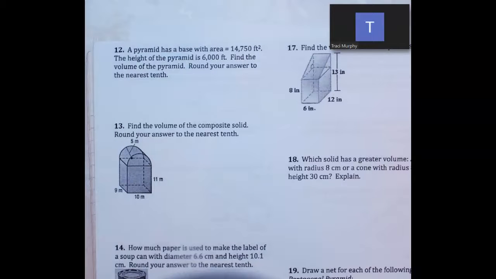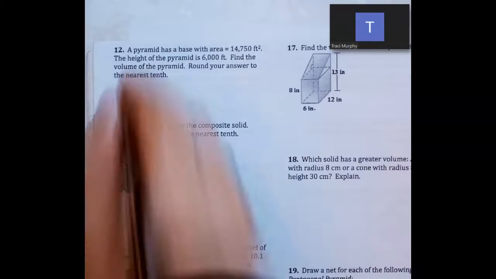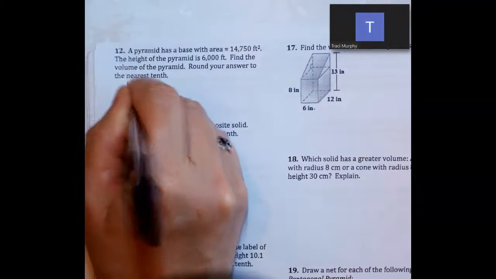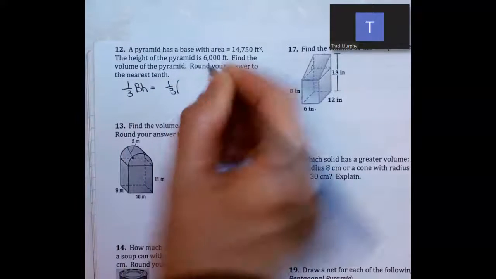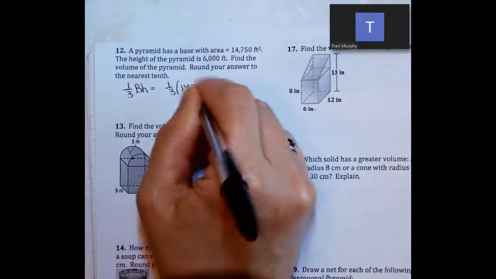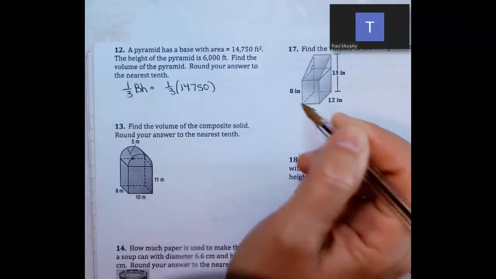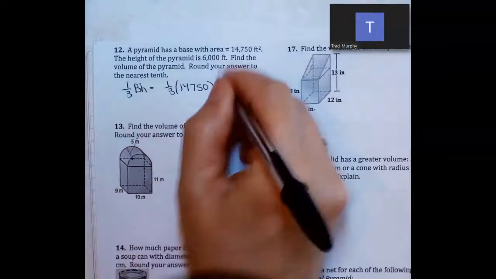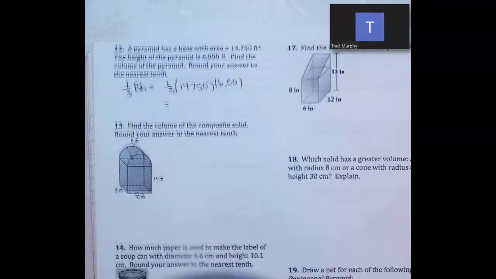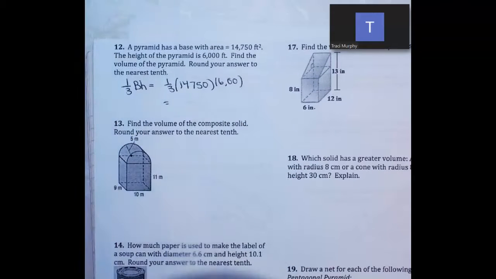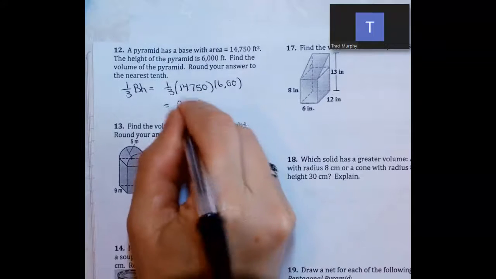All right, number 12, they want us to find the volume of a pyramid. Our formula for volume of a pyramid is 1/3 big B h. If you read in this particular case, they actually gave me the big B, and then my height is the 6,000. So plugging that in, I end up with 29,500,000.